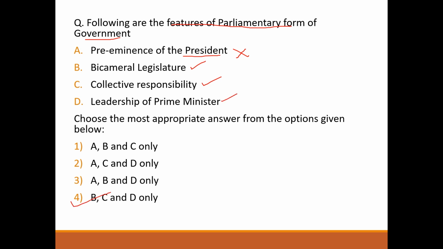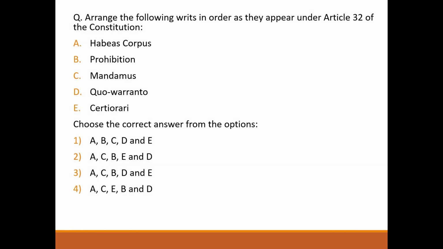Next question. Arrange the following writs in order as they appear under Article 32 of the Constitution. First is habeas corpus. Second, mandamus. Third, prohibition. Fourth, quo warranto. And last is certiorari. So answer will be option number 3.